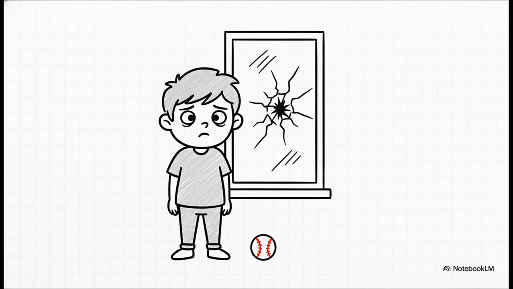Now for a phrase we all try to avoid. Got into trouble. This means you've gotten yourself into a situation where you might get punished for something you did. You can also be in trouble or have trouble with something. A simple example. He got into trouble for breaking the window.